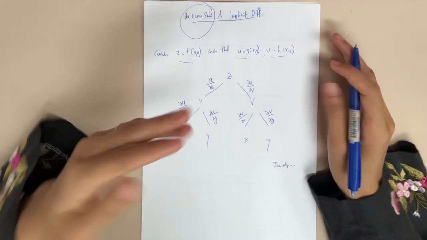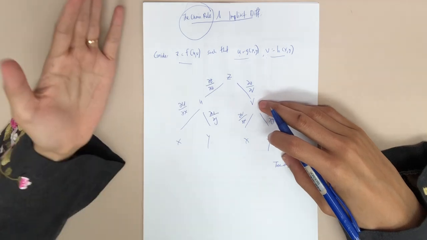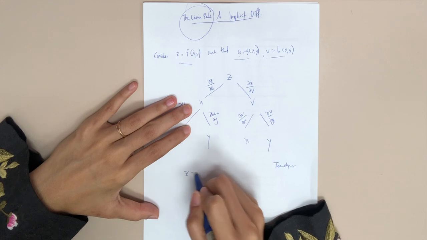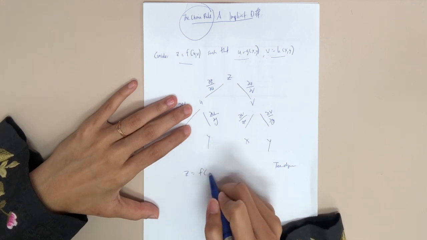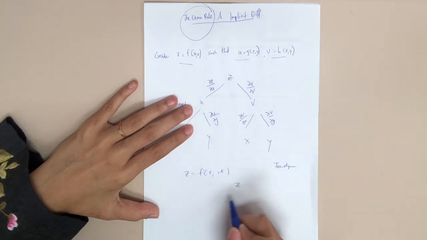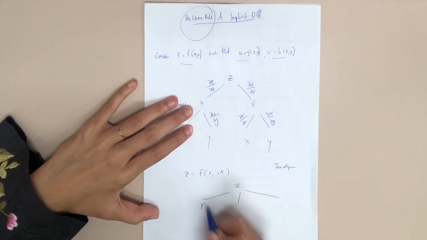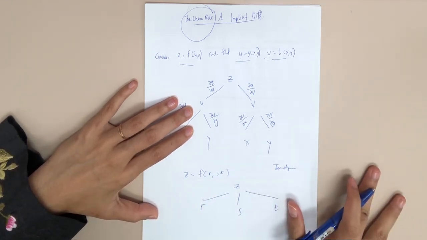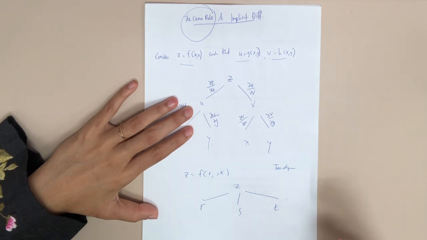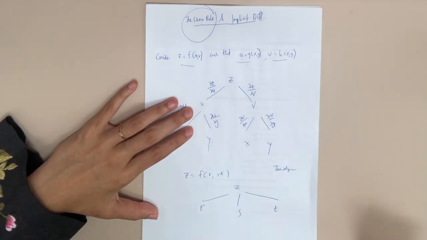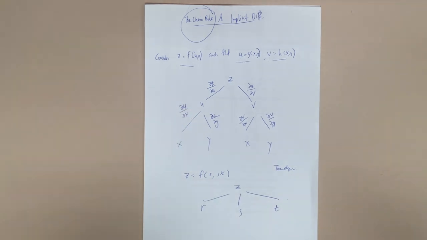So this is for 2 variables. If you have 3 variables, just do the same thing. For example, let's say you have z equal to f(r, s, t). It will start with z, and then you will have 3 lines, which are r, s, t. There's nothing complicated. It just depends on how many variables you have, and then you just extend the tree diagram. The size of the tree diagram will be extended. Alright, so this is a tree diagram.